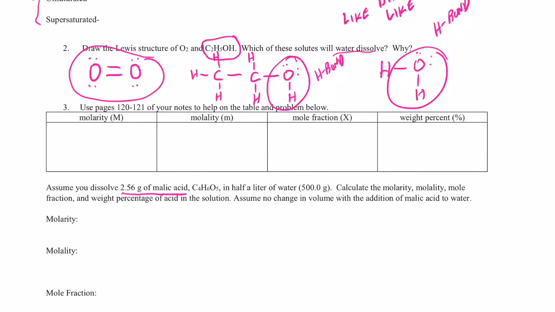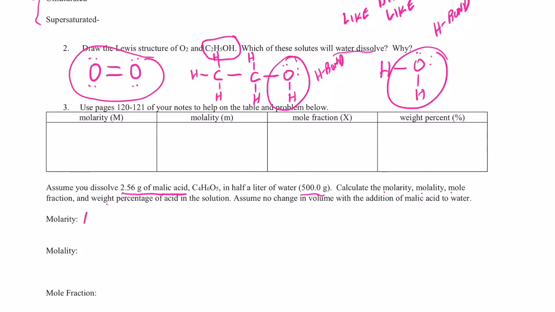Now, water's density is 1 gram per milliliter, so a half of a liter is 500 milliliters, so that would weigh 500 grams. I want to calculate the molarity, the molality, the mole fraction, and weight percent of the acid in the solution. Now we're going to assume that when I add these 2.56 grams of acid to my water, there's no change in the volume of the water. So it'd still be 0.5000 liters. So let's start with molarity.